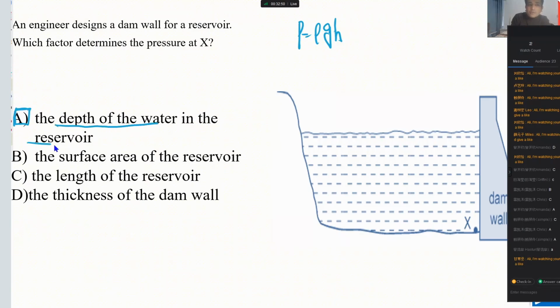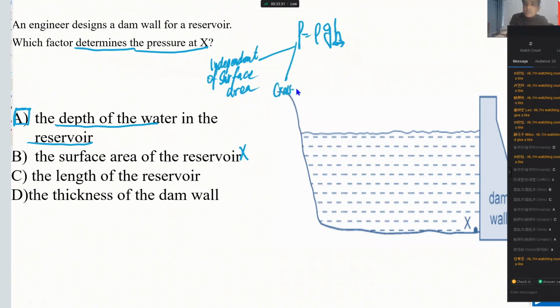Depth of water in the reservoir. So as H increases, depth is increasing. Which factor determines P? Depth is the factor, so this determines it. Surface area of reservoir does not determine it because P does not depend on surface area. It does not depend on cross-sectional area. So you can understand it is independent of surface area, and it is also independent of cross-sectional area. So these 2 points you need to understand. P does not depend on these 2 things.